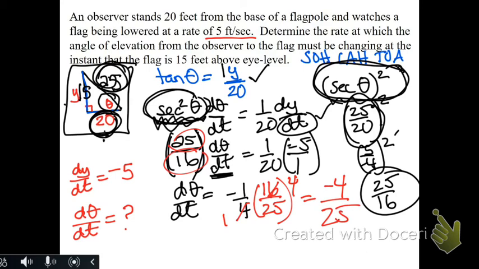And what would the units be? If this is how fast the angle is changing, then it's radians. In calculus, it's always radians, never degrees. So we're going to say that angle is decreasing 4/25 radians per second. Radians per second would be the units.